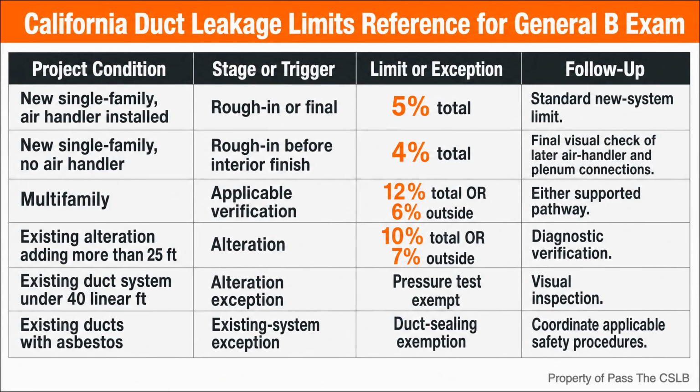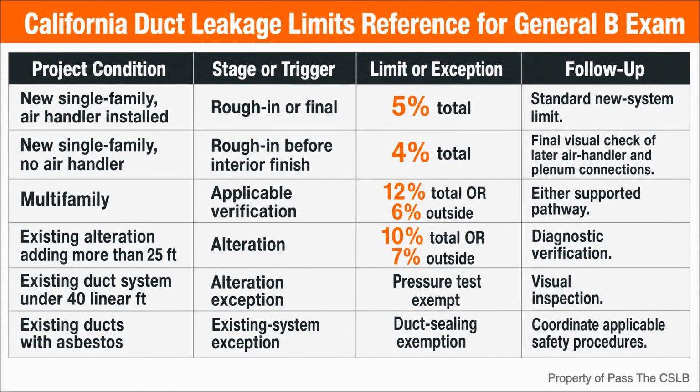Those alteration limits apply to an existing system that may include concealed portions that were not built as a completely new, fully accessible installation. Do not confuse the 25-foot trigger with the separate 40-foot exemption. The first number looks at how much new or replacement duct is added. The second addresses an existing duct system that contains less than 40 linear feet. That small existing system is exempt from the alteration duct sealing requirement through visual inspection.